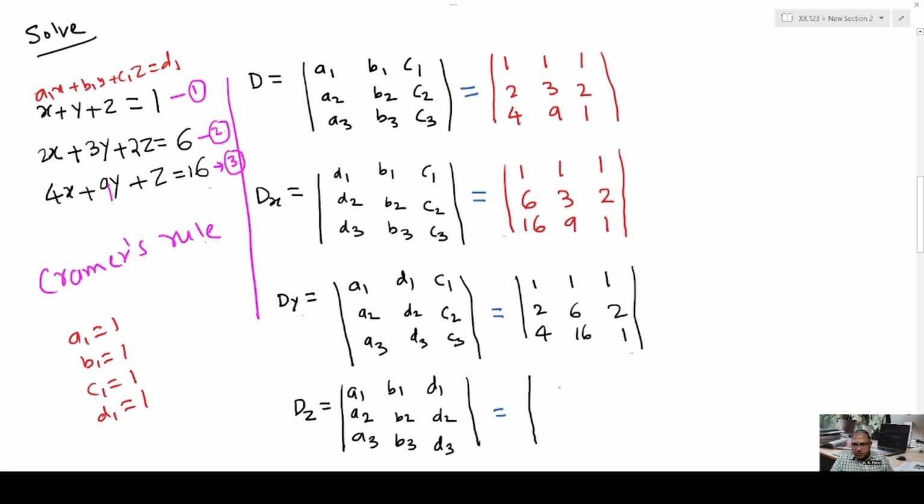Now for dz, a1, a2, a3, that is 1, 2, 4, b1, b2, b3, that is 1, 3, 9, and d1, d2, d3, that is 1, 6 and 16. After that we get the determinant values of d, dx, dy and dz.